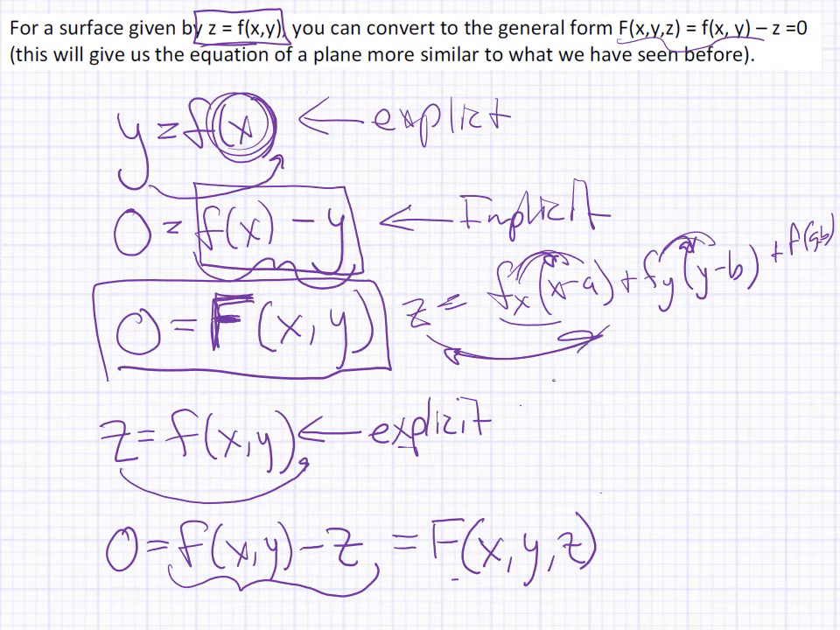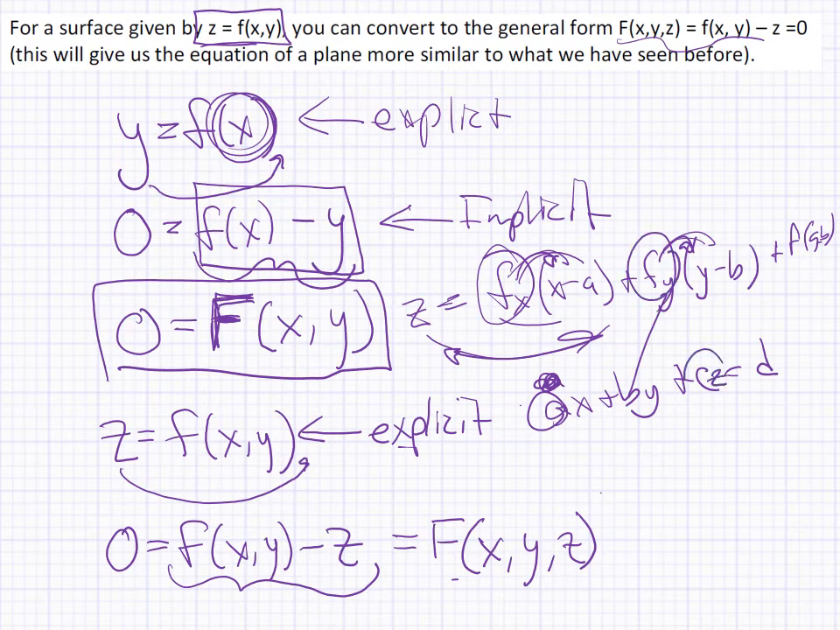But we got to this plane that was, in our general form, ax plus by plus cz equals d, where the a was fx, the b was fy, and the c, I forgot the z there, was what? Well, if you bring this over, it was negative 1 z.